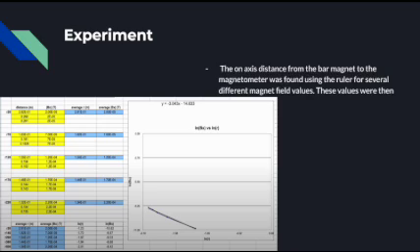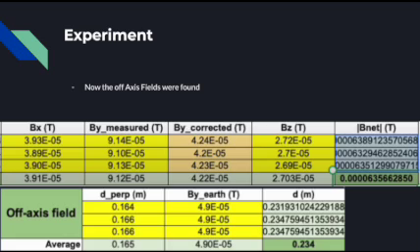So the on-axis distance from the bar magnet to the magnetometer was found using the ruler for several different magnetic field values, and these were the values. And now these are the off-axis fields that were found, and these are the values.